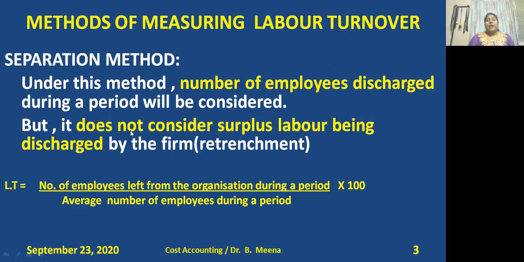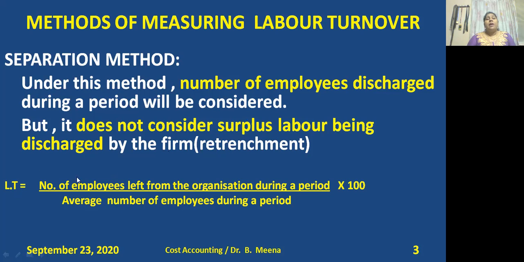But at the same time, it does not consider the surplus labor being discharged by the firm due to retrenchment. Retrenchment is happening, for example, due to the COVID time, when production will be restricted. When production is restricted, there is a shortage of work. So there may be surplus labor, and the surplus labor will be sent out from the company.